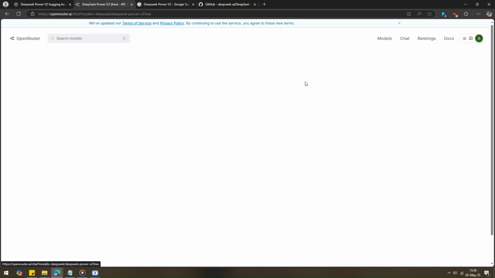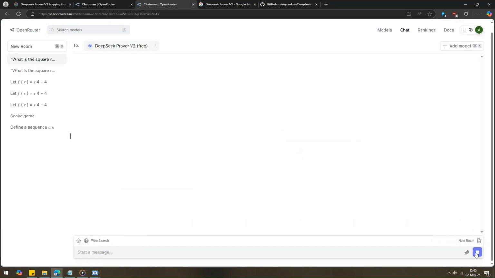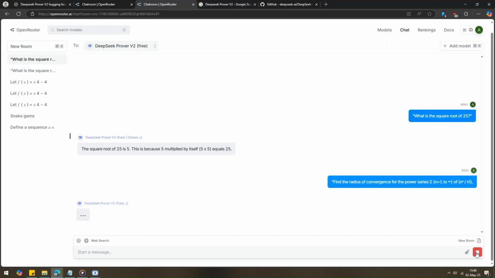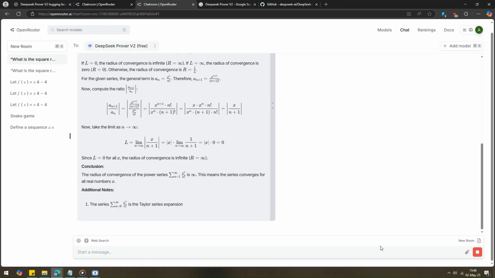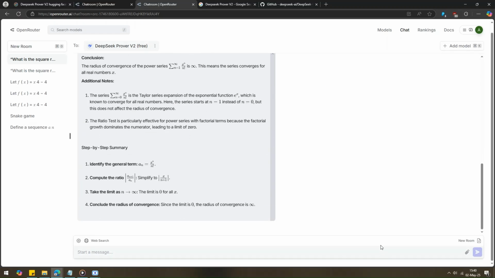I tried it myself. I asked simple questions like what is the square root of 25, and it solved them. Then, I asked a harder one. Find the radius of convergence for the power series, sigma n equals 1 to infinity, of x cubed over n factorial, and it solved that too.